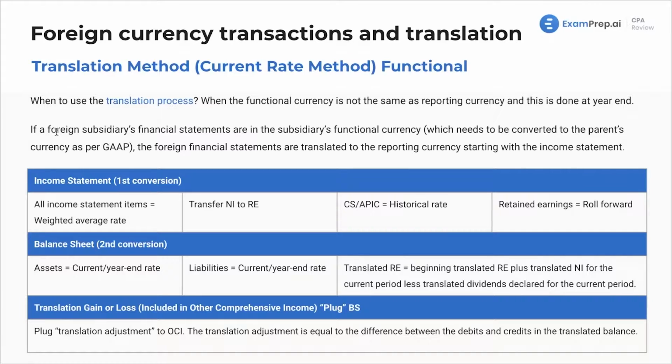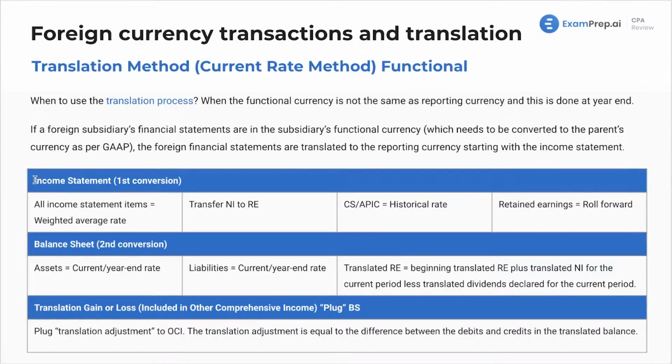Okay, if a foreign subsidiary's financial statements are in the subsidiary's functional currency, which needs to be converted to the parent's currency as per GAAP, the foreign financial statements are translated to the reporting currency, starting with the income statement. We always start with your income statement. And why is that? Because your revenues minus expenses equals net income. Net income becomes retained earnings. Retained earnings goes in the balance sheet.